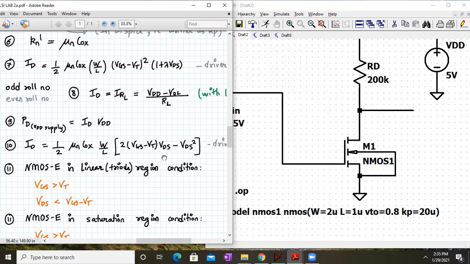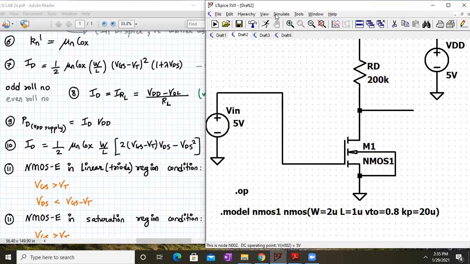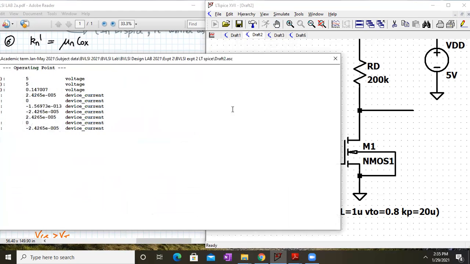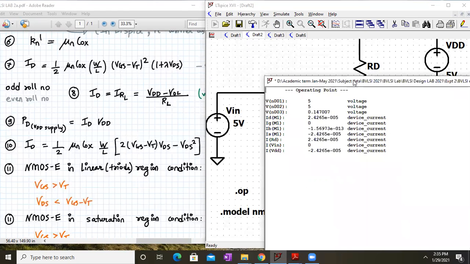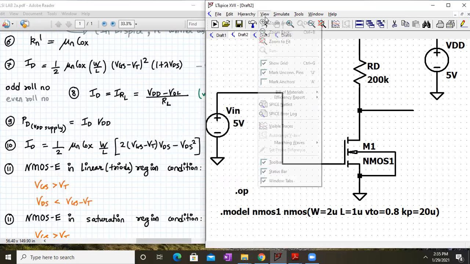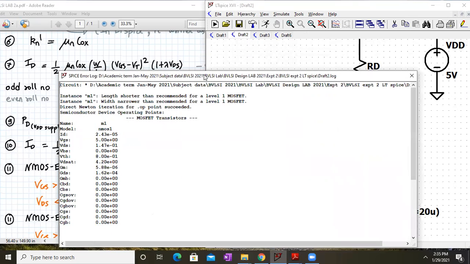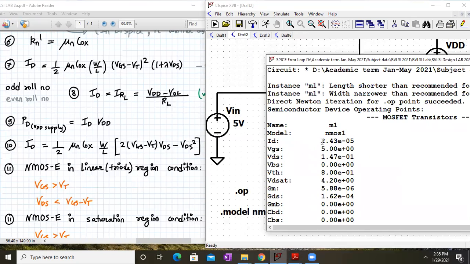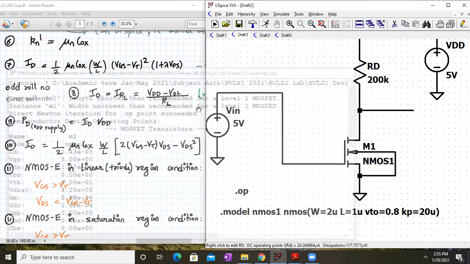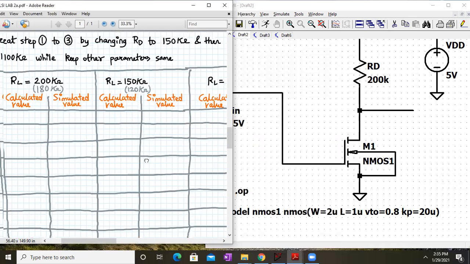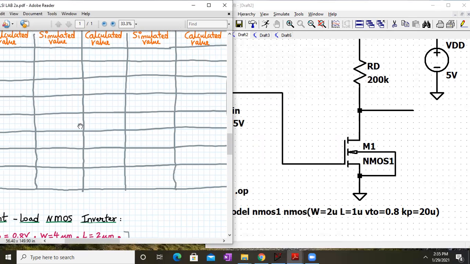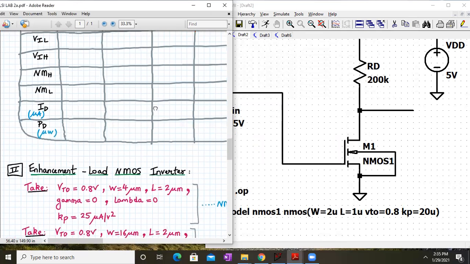Fine. So you substitute the values over here, and this value should match with the value over here, which is coming. Let me just show it to you in spice error log. So here you have the ID value as 24.3 microamperes. So if you substitute all the values over here, as we have discussed, you will get the value as 24.3 microamperes. And once you get that value, you can put it inside the table over here like this. Okay, the ID value.